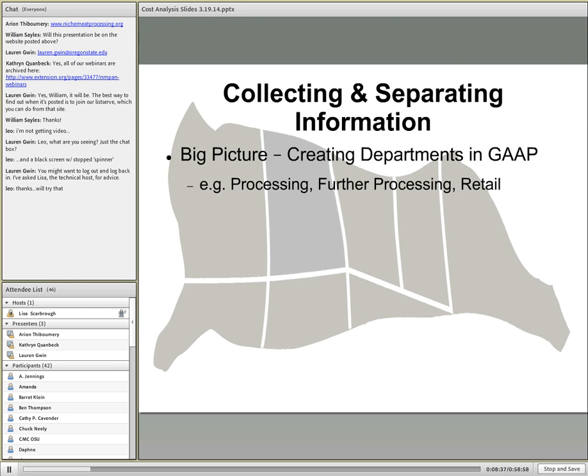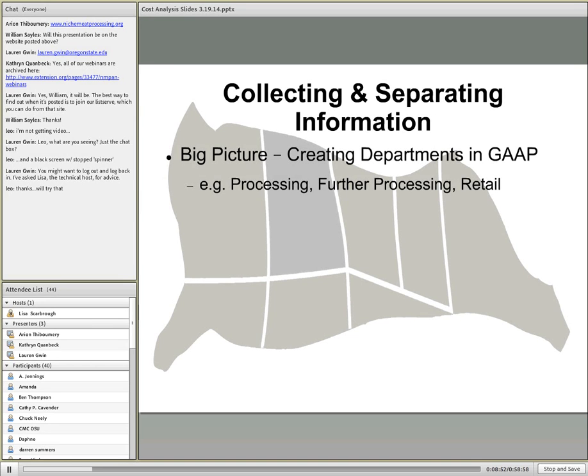Starting off at the accounting level, this big picture is creating departments in GAAP accounting. GAAP accounting is the regular accounting that your accountant does. Everybody's got their books, their profit and loss, their balance sheet. GAAP stands for Generally Accepted Accounting Principles.